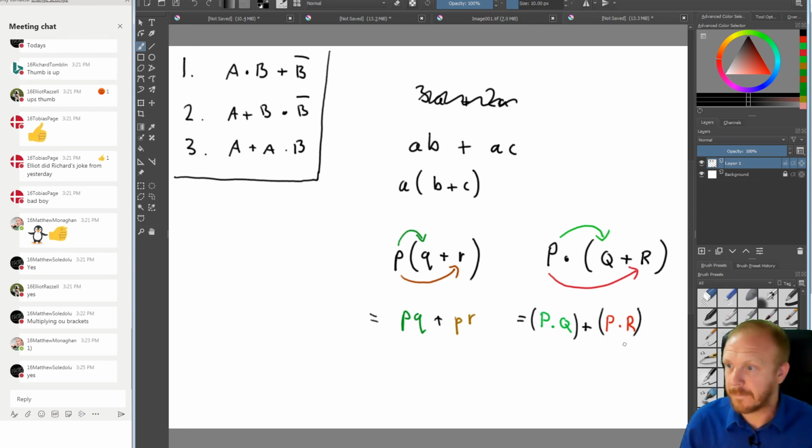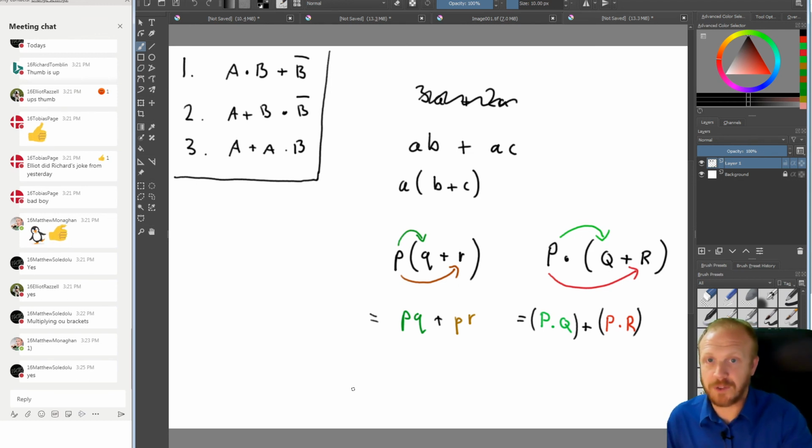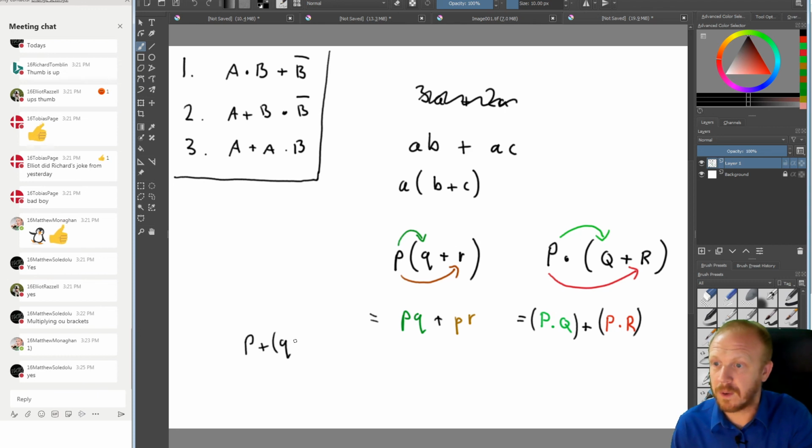Okay, so it's exactly the same process as what you do in maths. The only bit where it's different is that in maths, you can't do this. You can't take P plus QR and multiply the P plus into the bracket. It doesn't work that way round. It does work that way round in Boolean.